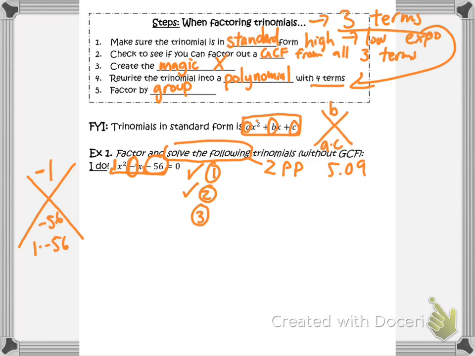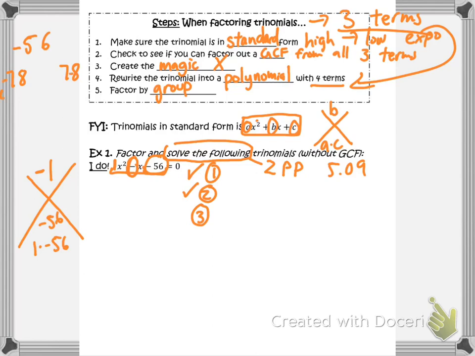Now, your job from the X puzzle is to come up with 2 factors of negative 56 that add up to negative 1. So from 56, negative 56, I can do, let's do 7 and 8. 7 and 8. But do you see how this is negative? That means one of our factors has to be negative.